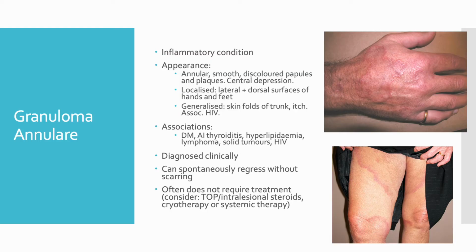But the margin of the lesion is composed of little non-scaly papules which arrange themselves to produce the ring, and you can see the ring-like nature at the base of this man's thumb on the upper image and on the edges of the lesions on this lady's thighs. So annular, smooth, slightly discoloured papules producing this ring-like appearance. As I say, it may be localised, may be generalised.